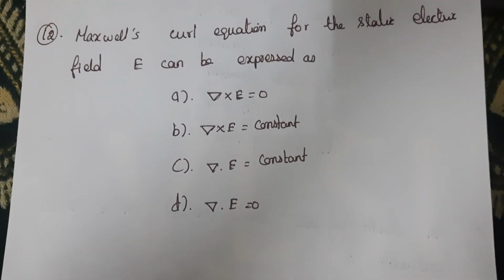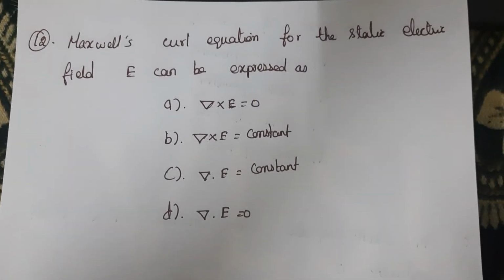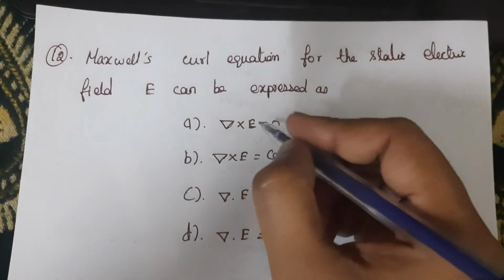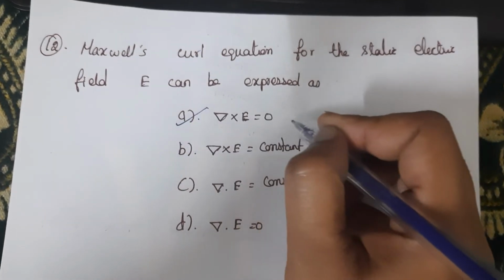Final question, Maxwell curl equation for the static electric field E can be expressed as the curl of E is equal to 0. So here the answer is A.